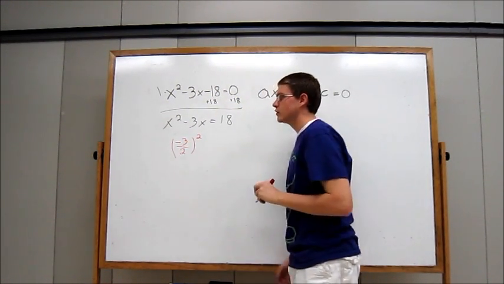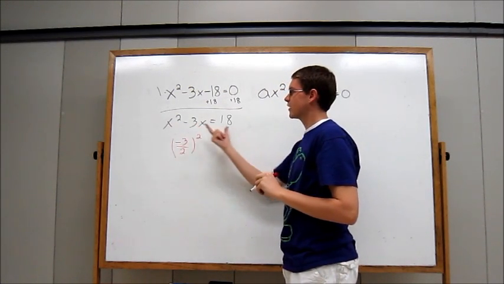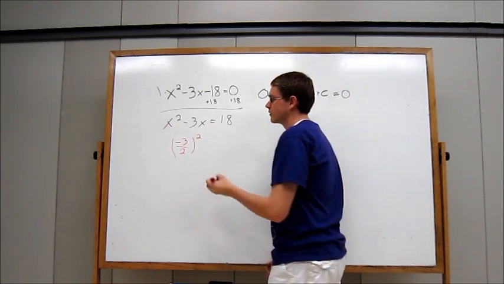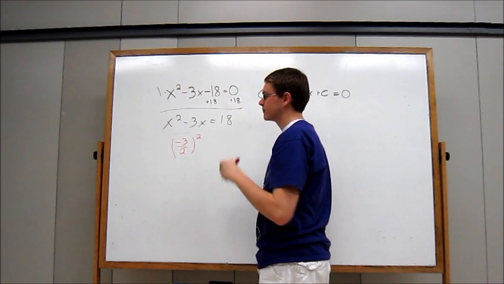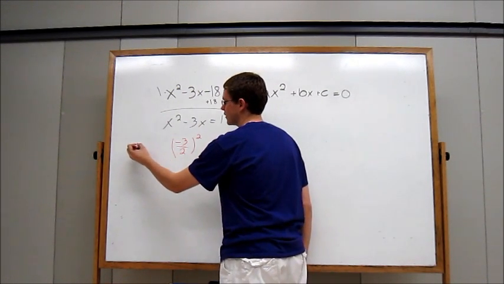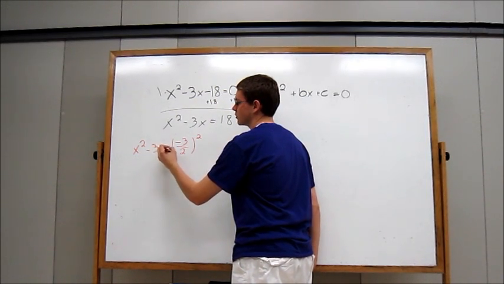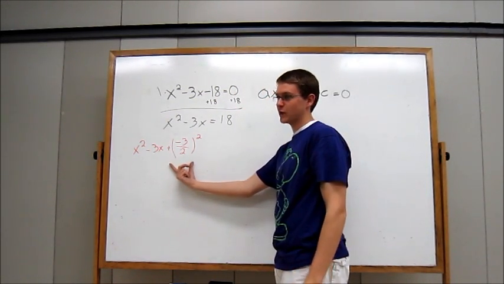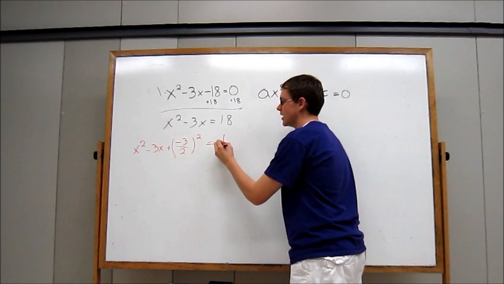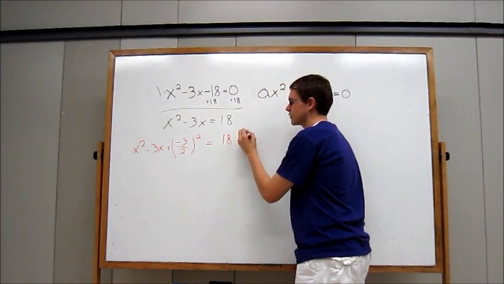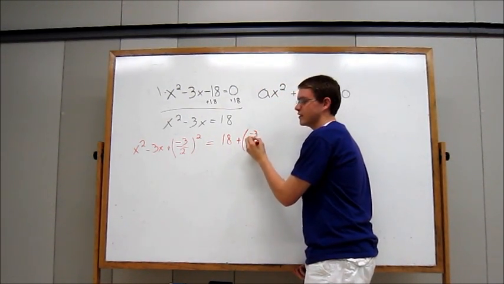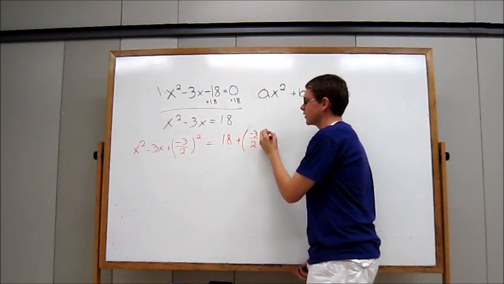And what you do with that is add it to both the left and the right side of the equation. So we're adding it to x squared minus 3x and 18. Right. So the left and the right. So x squared minus 3x plus negative 3/2 squared equals 18 plus quantity negative 3/2 squared.